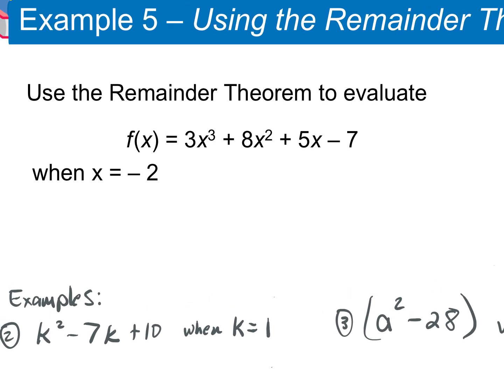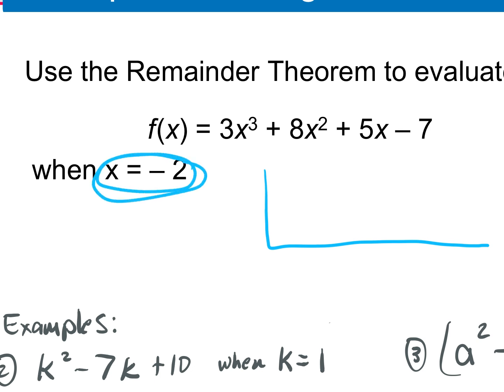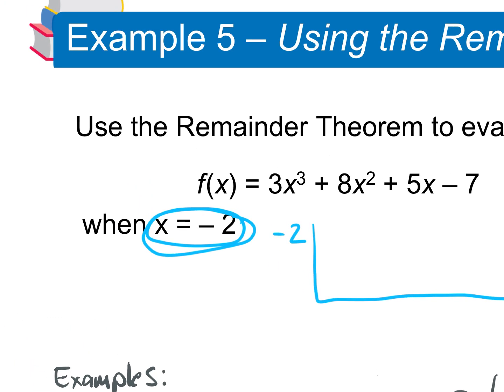So in example 5, it says use the remainder theorem to evaluate. Here we have to be a little bit careful because it's a little bit different than what we were doing when we were dividing before. When it says x is equal to a number, that exact number is going to go on the outside. So -2 goes on the outside. Don't change the sign. You would only change the sign when it's like the last ones that had x plus 2. If it says x equals, you put it exactly how it says.